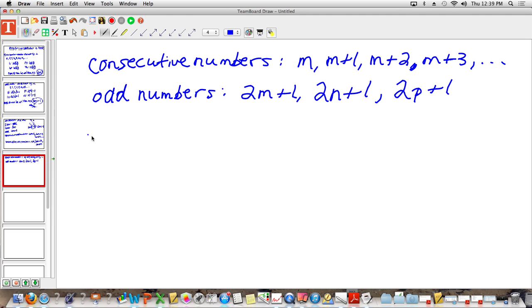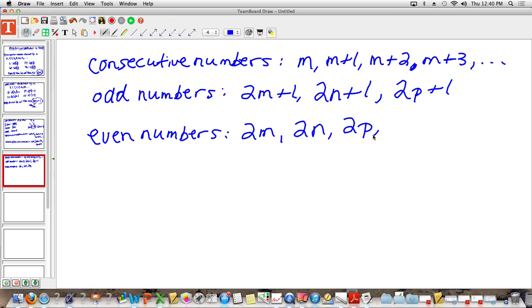All right, what about this? What if I just said even numbers? Doesn't have to be consecutive. Doesn't have to be any specific even numbers. I'm just saying give me some even numbers. 2M. Give me another one. 2n. 2M, 2N, what else? 2P, 2Q, etc. 2R.